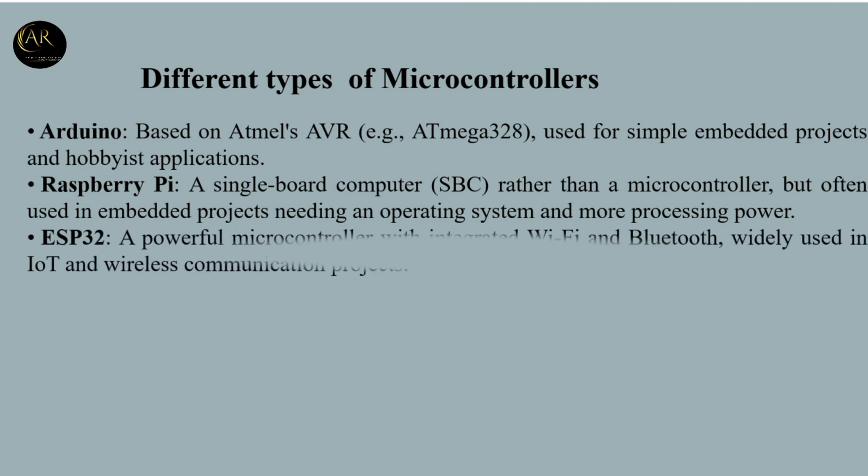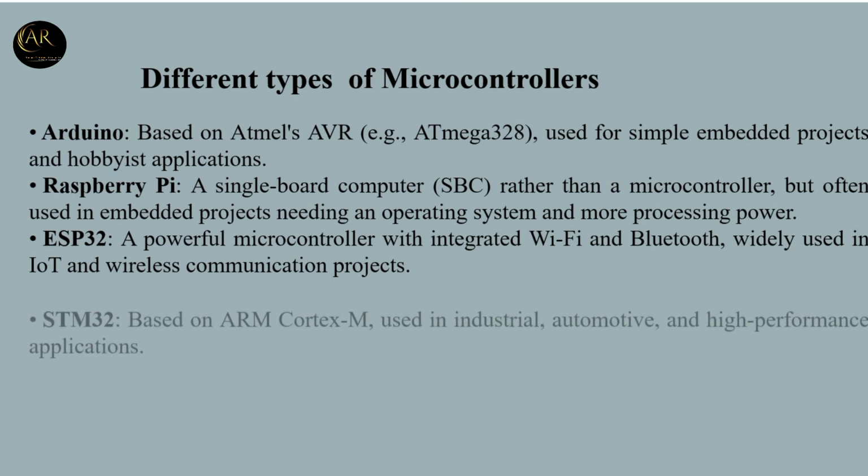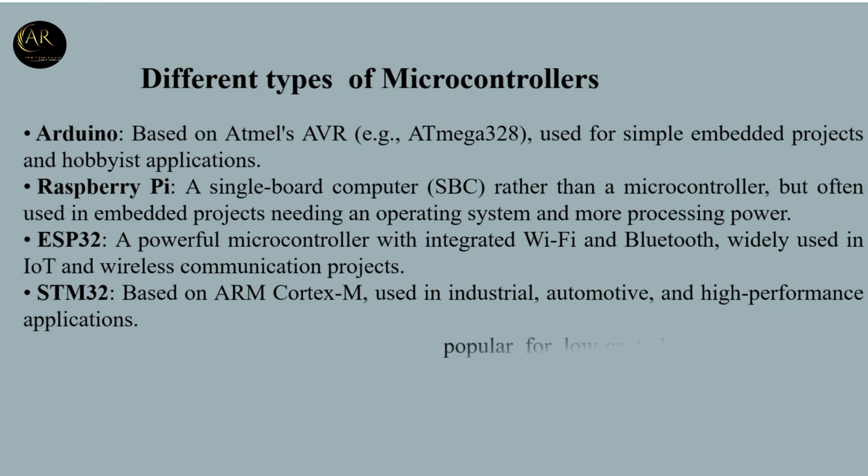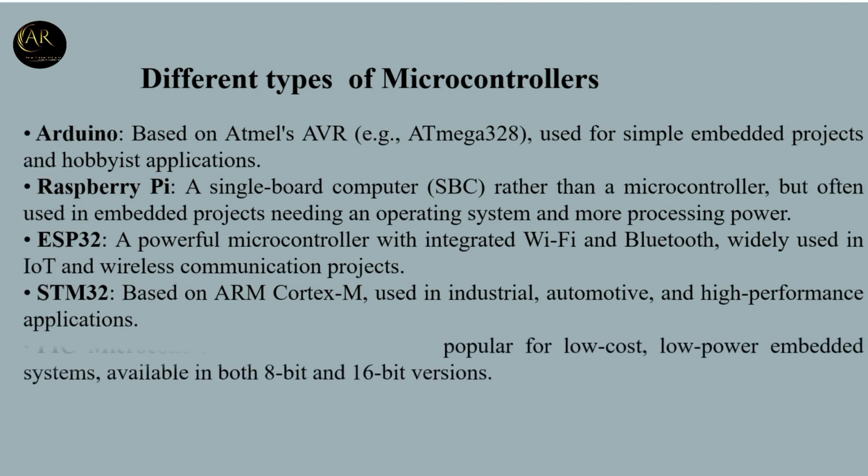The next one is ESP32. ESP32 is also a microcontroller. It is small in size and has inbuilt Wi-Fi and Bluetooth. And the next one is STM32. STM32 is also a microcontroller like ESP32. STM32 is based on the ARM Cortex-M processor. It has high performance and very high speed.